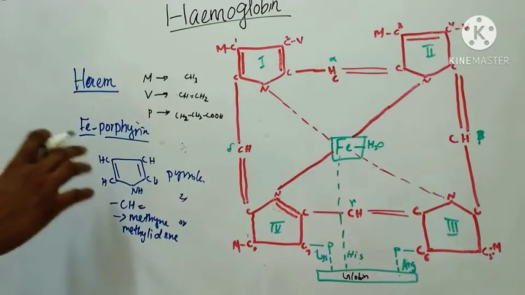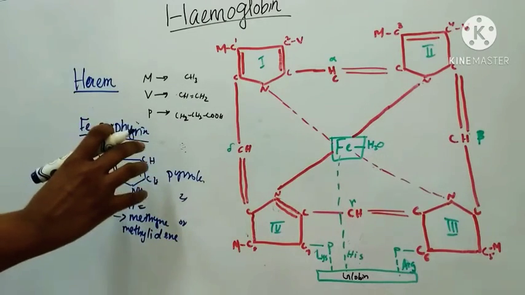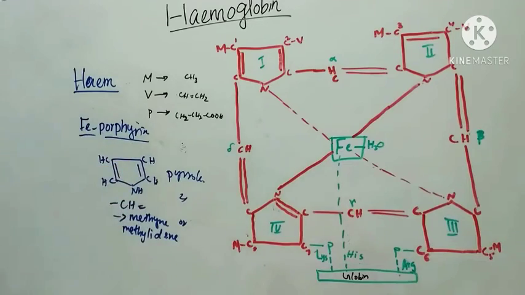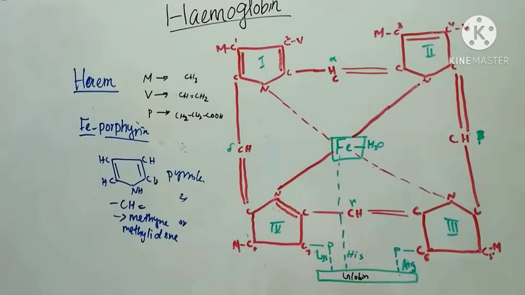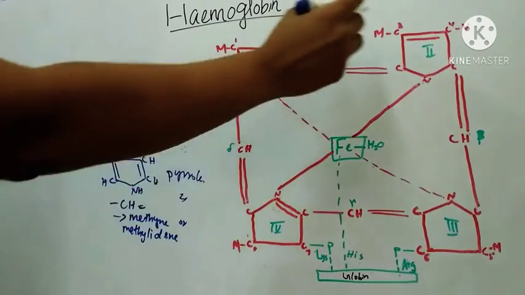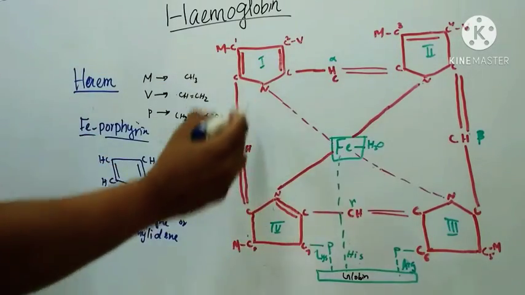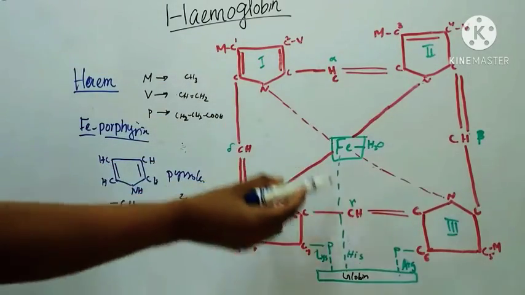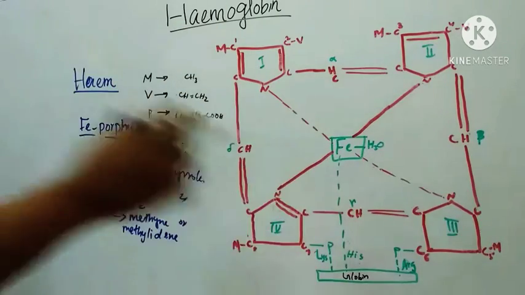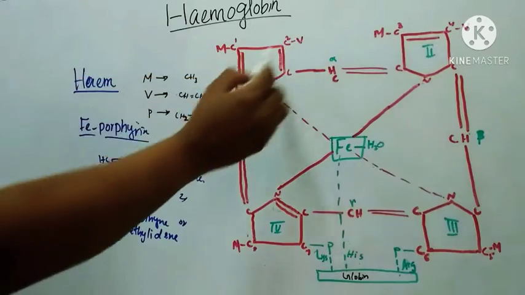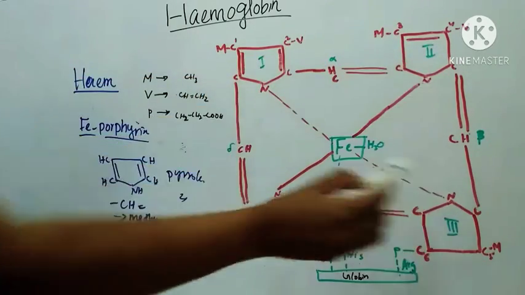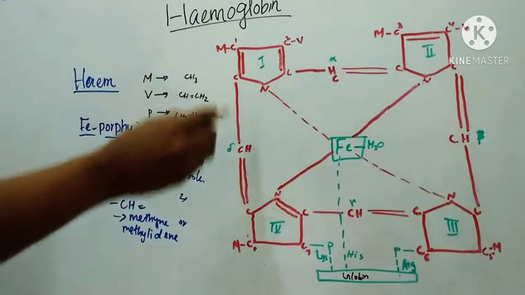So 4 such pyrroles, that means tetrapyrrole, are combined through these methene or methylidine bridges to form a porphyrin nucleus. This is the entire structure of heme, and it is connected to a globin that forms hemoglobin. Here 1, 2, 3, 4 are pyrrole rings.